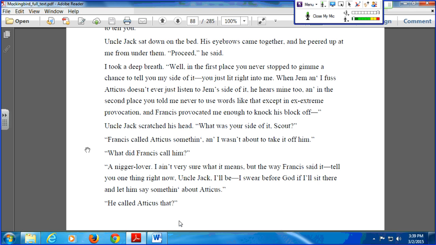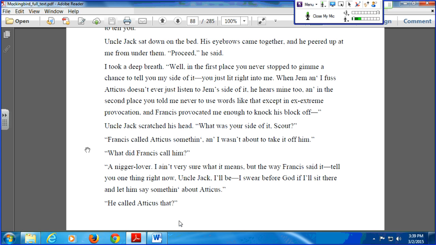"Well, in the first place, you never stopped to give me a chance to tell my side of it. You just lit right into me. And when Jem and I fuss, Atticus doesn't even listen. They were just listening to Jem's side, but here's mine too. In the second place, you told me never to use words except in extreme provocation. And Francis provoked me enough to knock his block off." Uncle Jack scratched his head. "What's your side of it, Scout?"